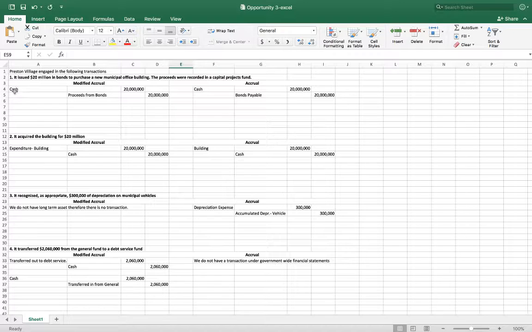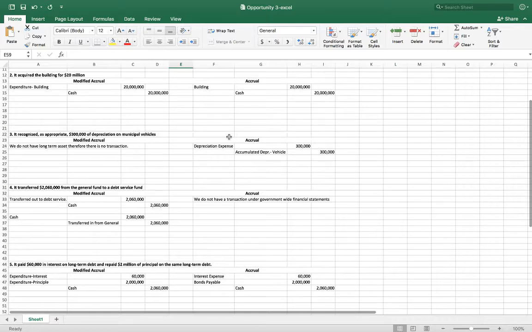So the first example is the Preston Village issued $20 million in bonds to purchase a new municipal office building. The proceeds were recorded in a capital projects fund. So under the modified accrual method, we're going to go ahead and debit the cash for $20 million, and then we're going to credit the proceeds from the bond for 20. Then over at the accrual method, we're going to debit cash for 20 million, and then we're going to have bonds payable because it's a liability that the company has of 20 million, so we're going to credit that.